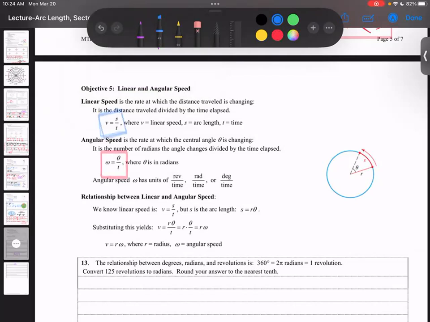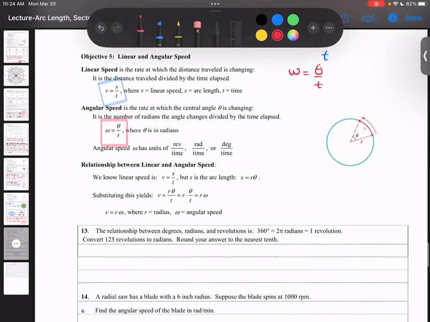So let me write here. I have V equals S divided by T, and I have omega equals theta divided by T. Now, if I start out with V equals S divided by T and I substitute S with R times theta, then it's equal to R times theta divided by T. Well, what is theta divided by T? That's angular speed.